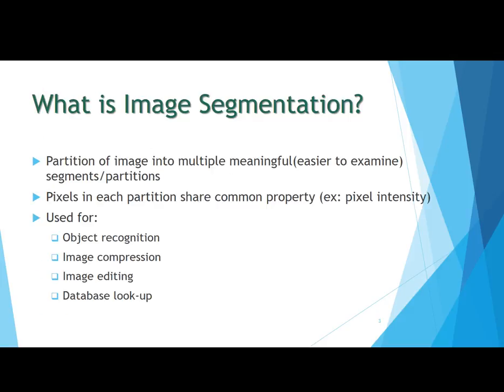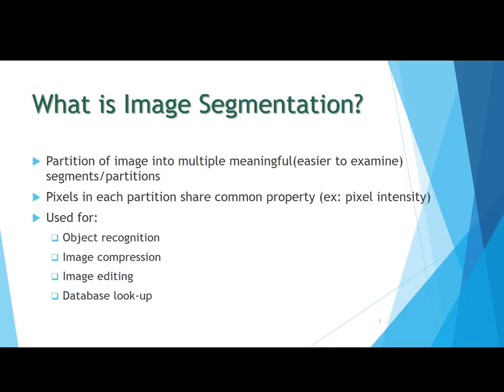So what is image segmentation? This is basically partitioning of an image into multiple meaningful segments or partitions. When I say meaningful, it means that it should be easier to examine. When we segment images into different segments, we want to study each of those individual objects and maybe use them for post-processing. So each partition here could be a set of pixels which share a common property, for example, pixel intensity. A set of pixels that have common properties such as pixel intensity can be grouped together, or segmented together, to form a partition.